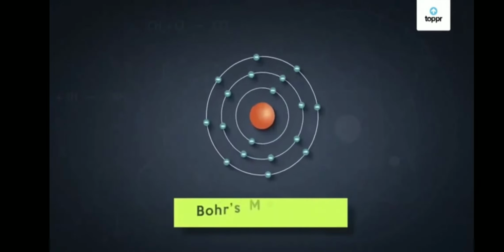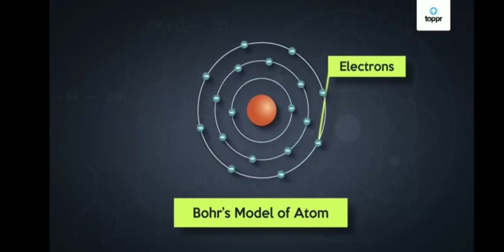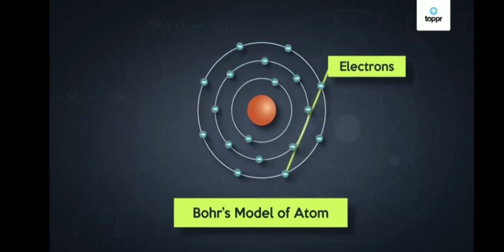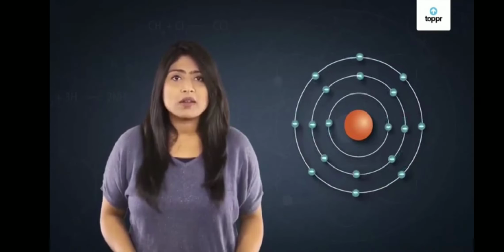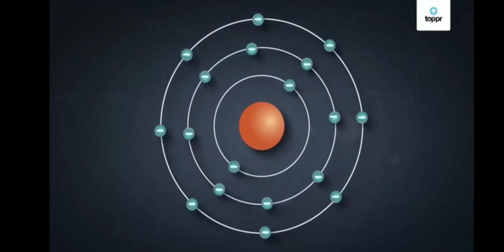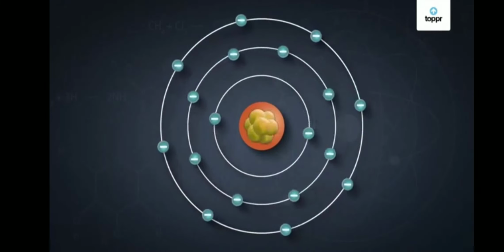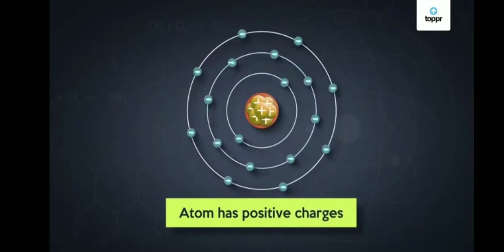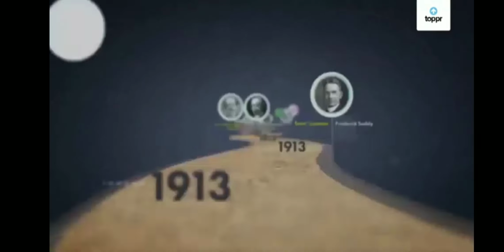Bohr's model explained that electrons in an atom revolve in specific energy shells around a positively charged nucleus. It finally seemed like the structure of the atom had successfully been deciphered. But not for long. Scientists still didn't know what was inside the nucleus. They were aware that it contained positive charges but weren't sure whether these were particles.